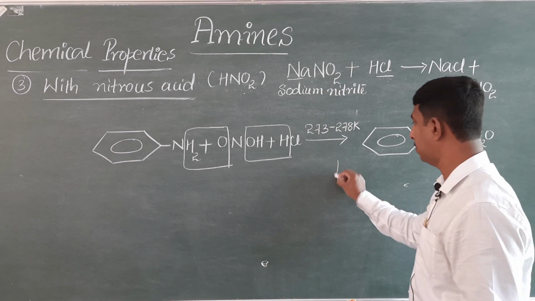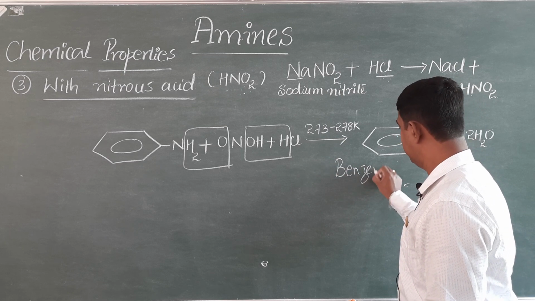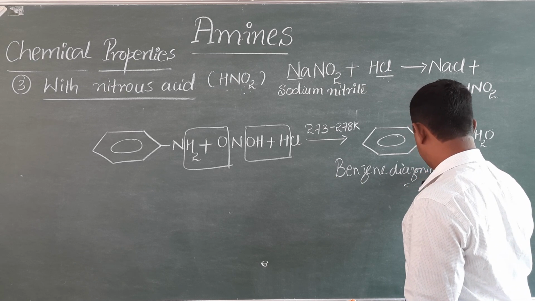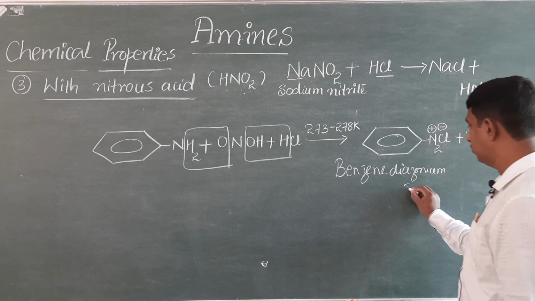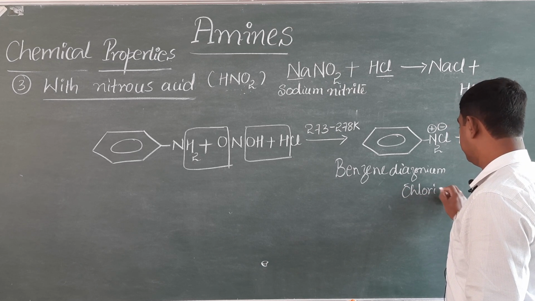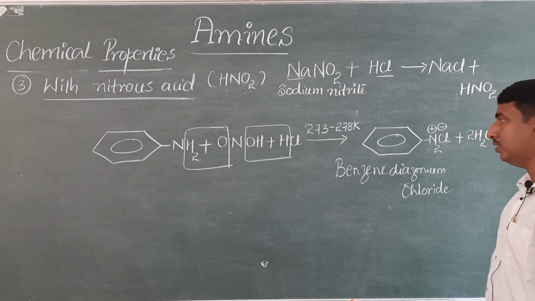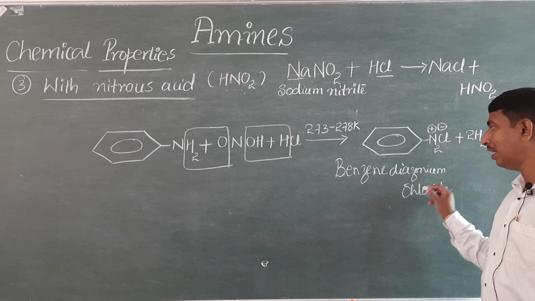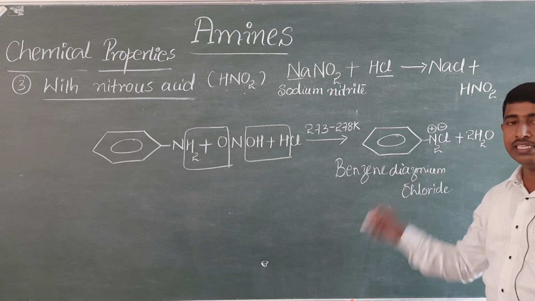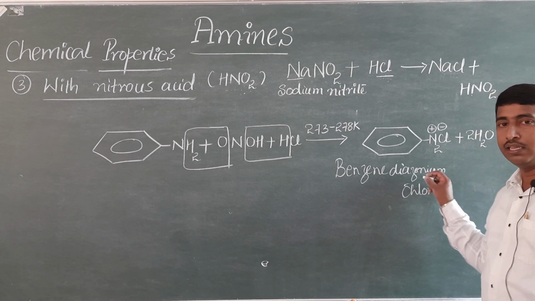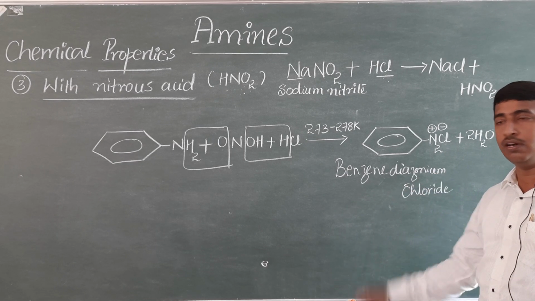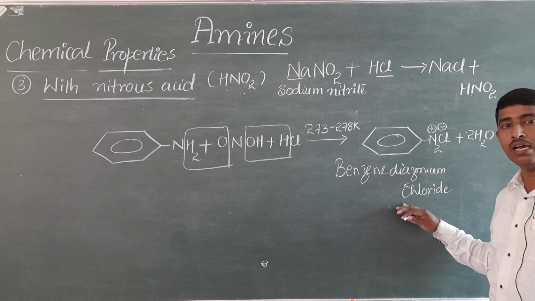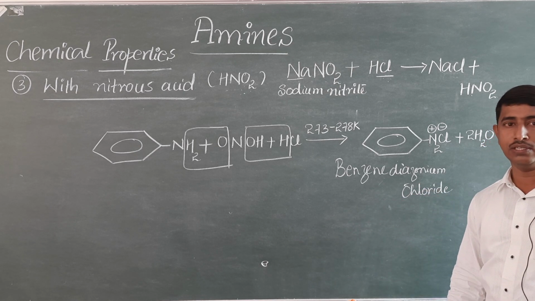Name of this compound: benzene diazonium chloride is obtained. Remember, diazonium compounds are a very important class of organic compounds, and they are used as the starting material for the synthesis of other organic compounds. Most organic compounds are obtained from diazonium salts.